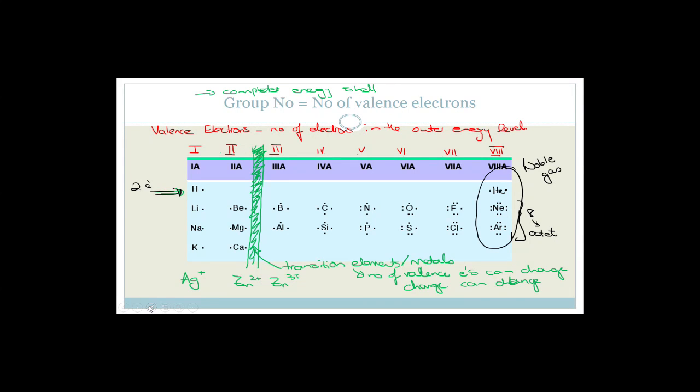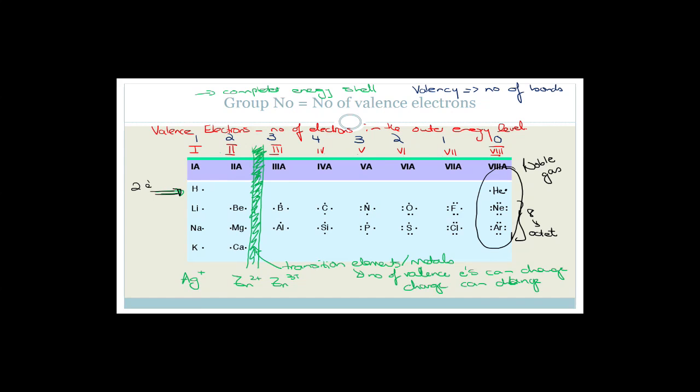Running out of space. Let me get a different color. Valency is the number of bonds that you can make, okay? And the way you count your valency is 1, 2, 3, 4, 3, 2, 1, 0, okay?